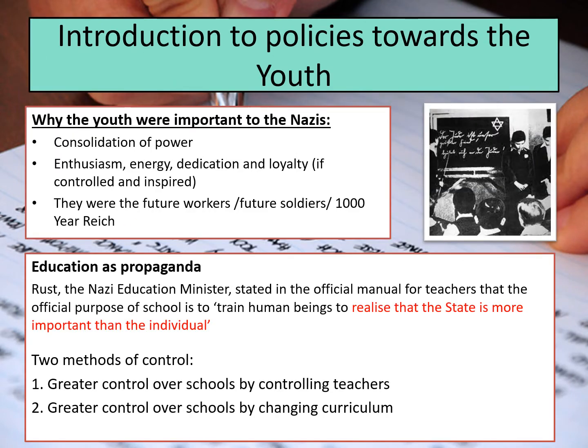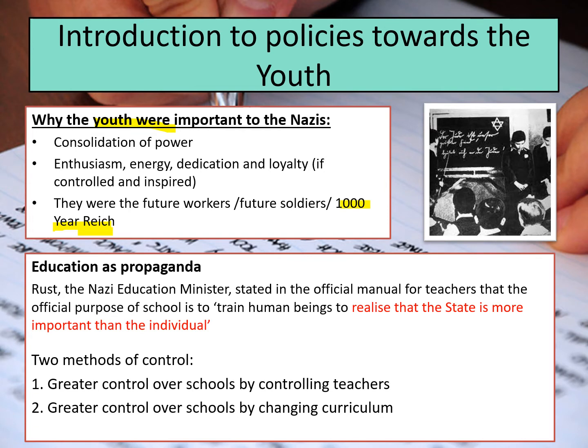The first group we're going to think about is policies towards the youth. Now, the youth were incredibly important to the Nazis for a few different reasons, but the crucial one is that the Nazis believed that if they could indoctrinate the youth when they were younger, they would be able to prevent future opposition. Remember that the Nazis were aiming for the 1,000-year Reich, and therefore they needed to win the support of people when they were younger to make it easier for them in the future.